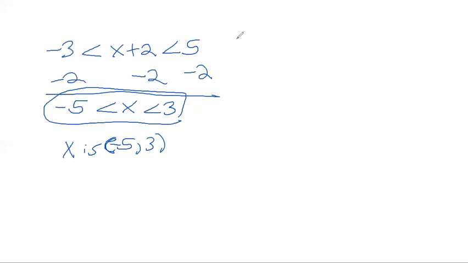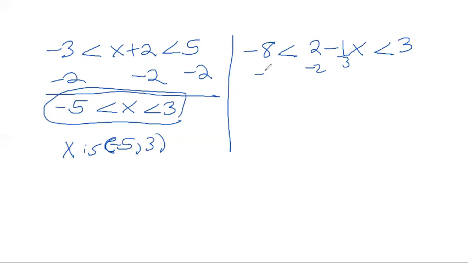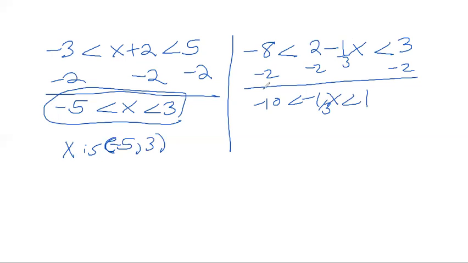So now, what if I have something a little more complicated, such as -8 < 2 - 1/3 x < 3. Well, I want to get rid of the 2 here first. Subtract 2 from all the sides. So this gives me -10 < -1/3 x < 1.